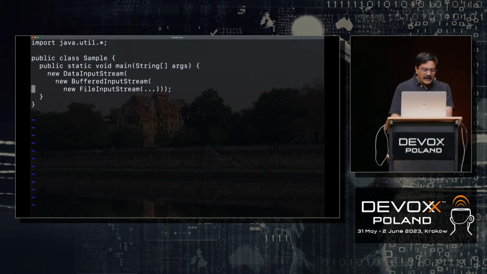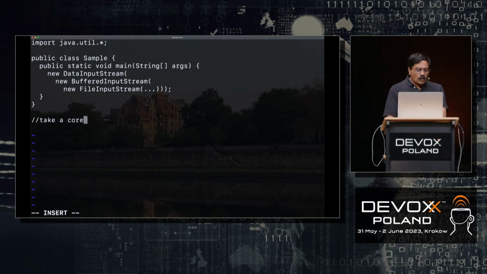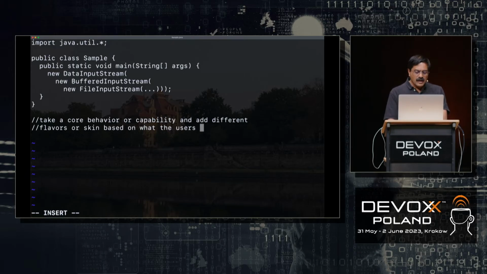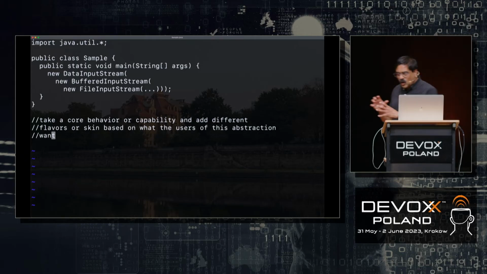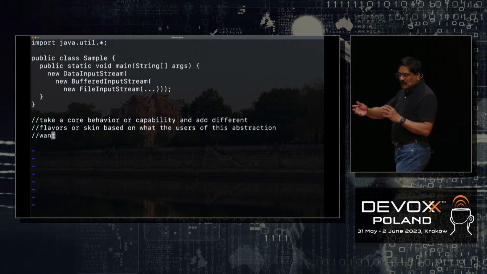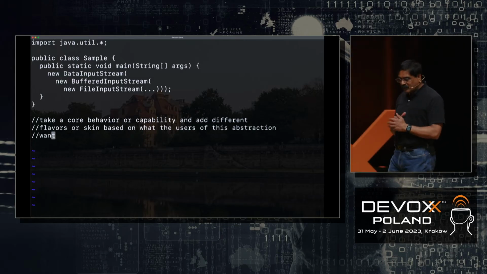You can take a core behavior or capability and add different flavors or skins, based on what the users of this abstraction really want. So you can take a very core capability, but add a skin or flavor to this capability. That's what a decorator pattern really provides.